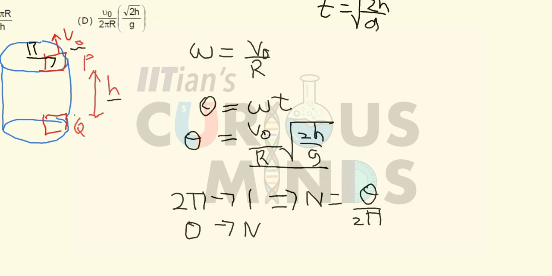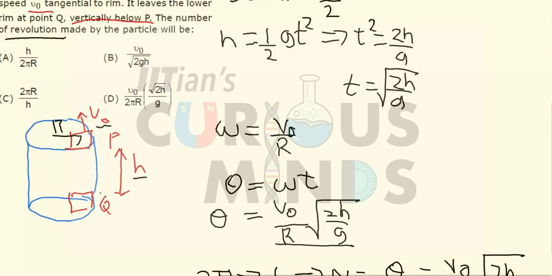So it will be equal to v naught divided by 2 pi r root 2h divided by g, which is option number D, if I assume that the root is over the entire part, root 2h divided by g.